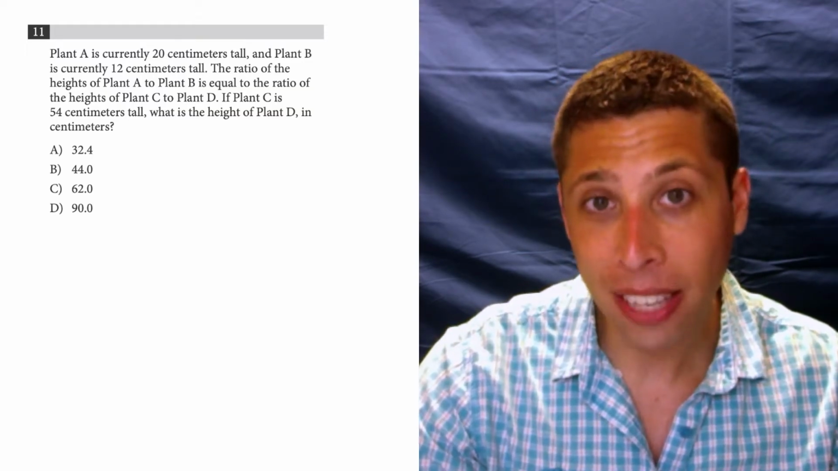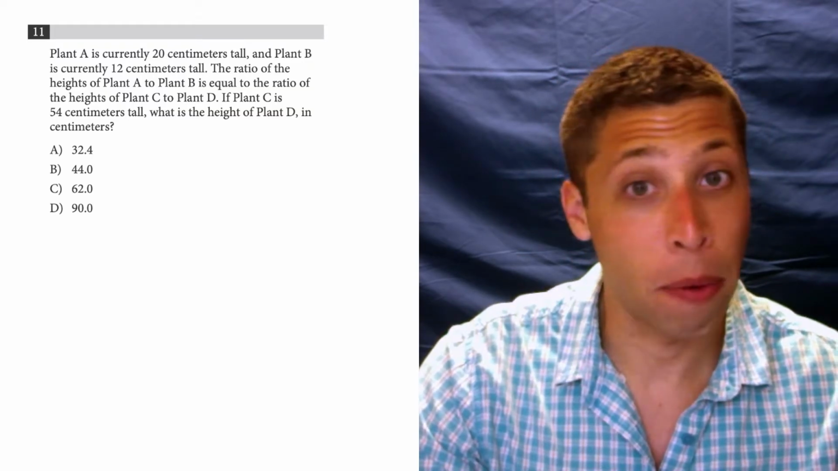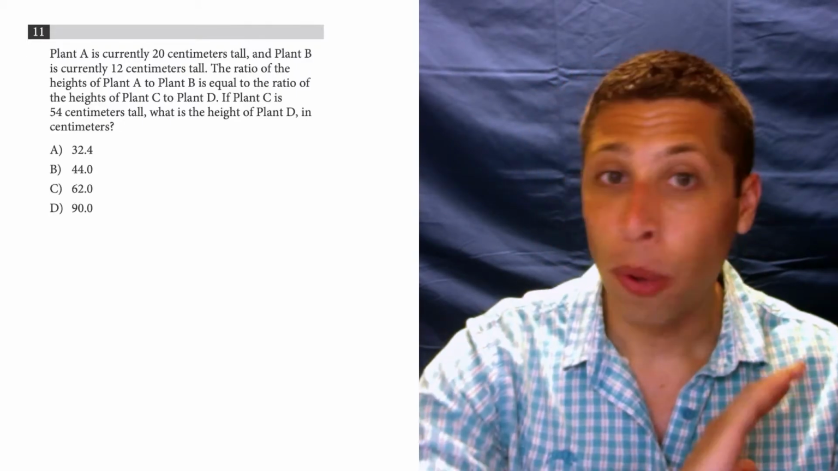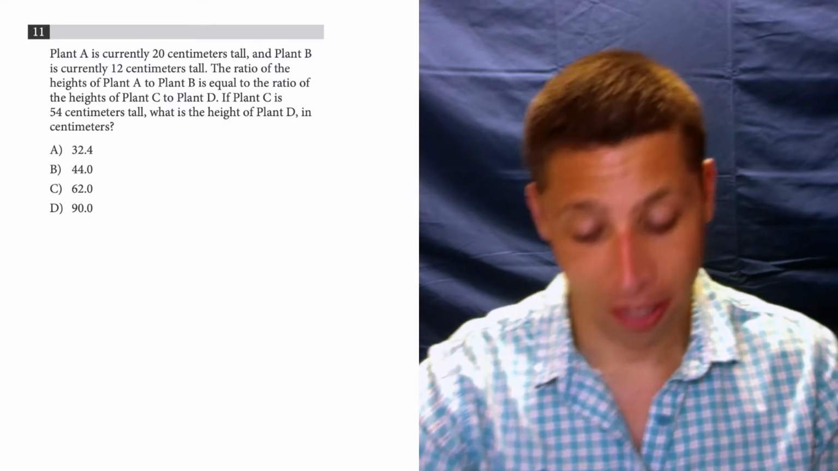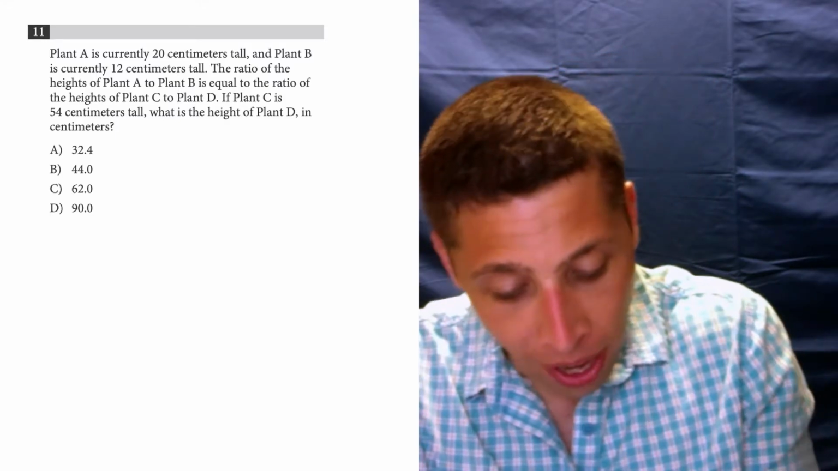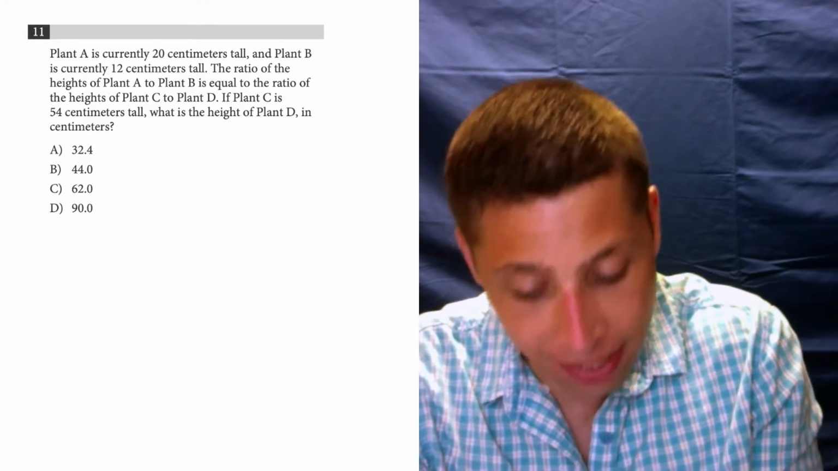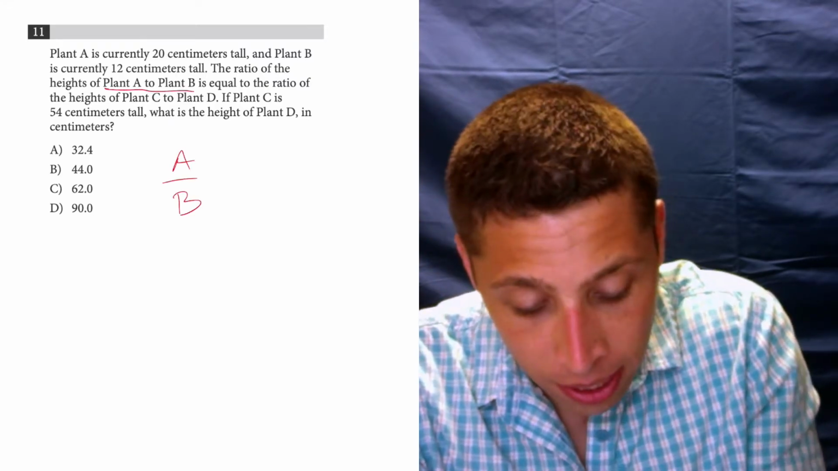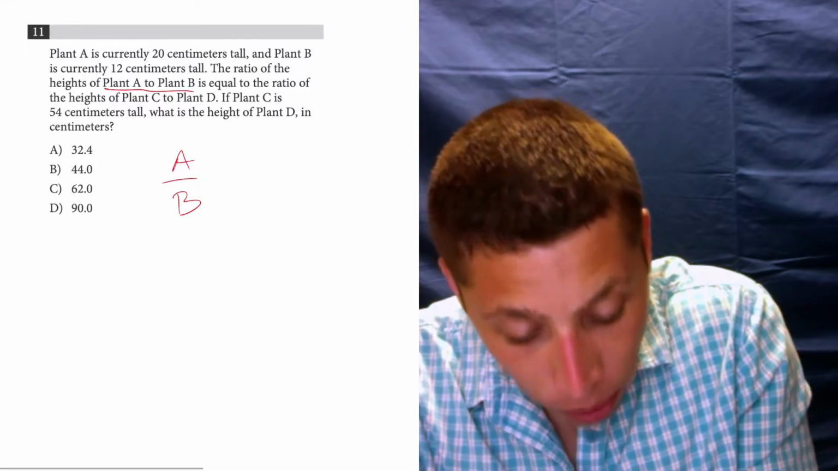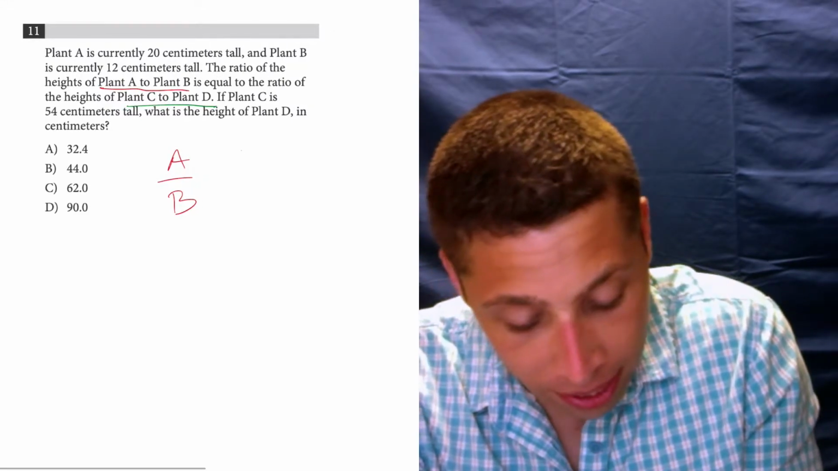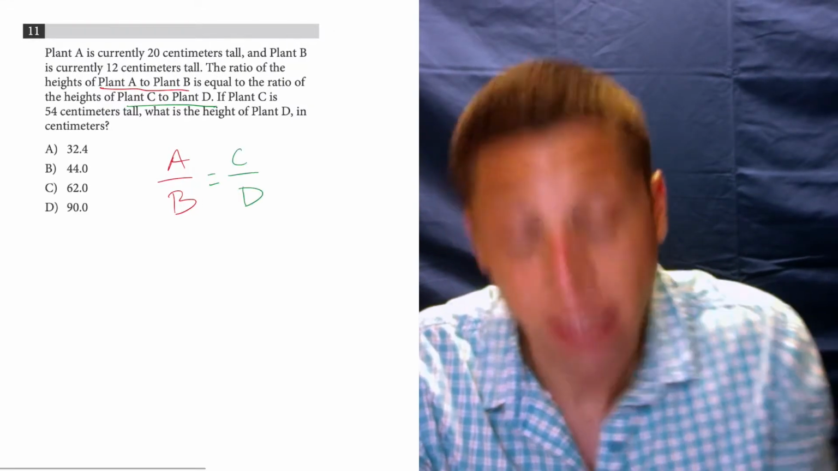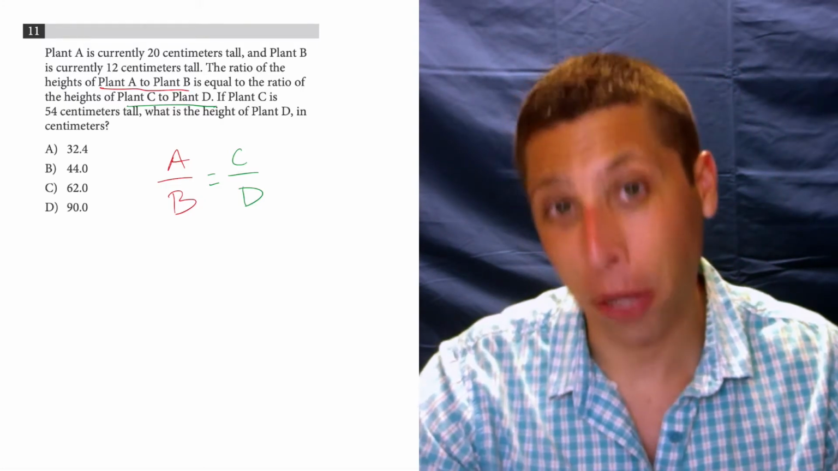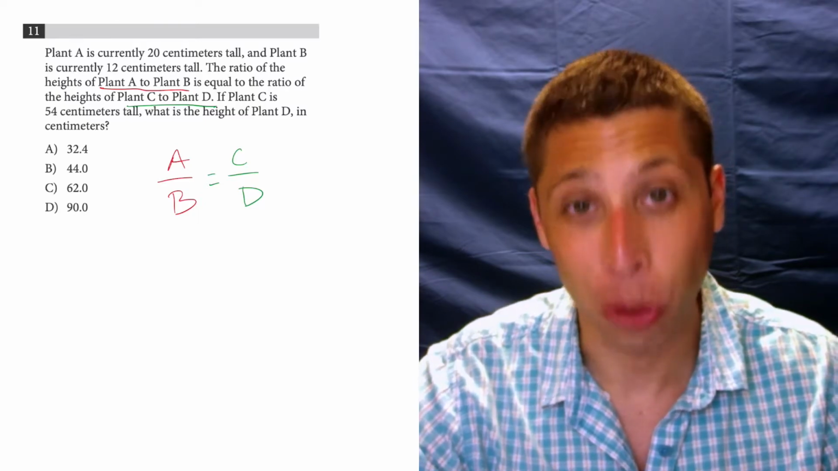So I'm sensing trouble with that sentence, so I would pause and I would try to write that sentence out without the numbers. We'll worry about the numbers later. But let's see what it says. The ratio of the heights of plants A to B is equal to the ratio of the heights of plants C to D, right? So there we go, we've got it. We've got the ratio down. Now we can start putting in the numbers and make sure that they're in the right place.